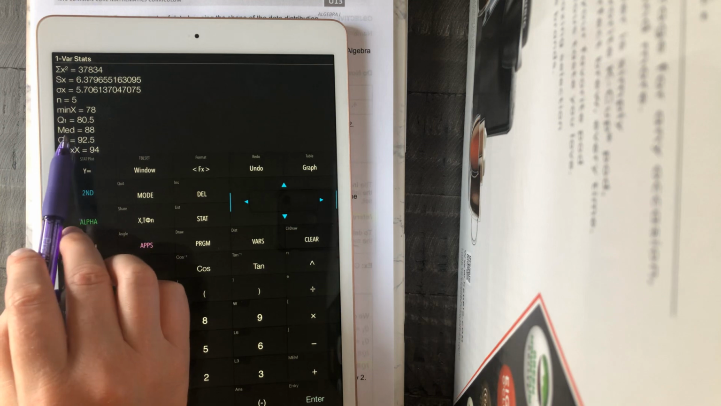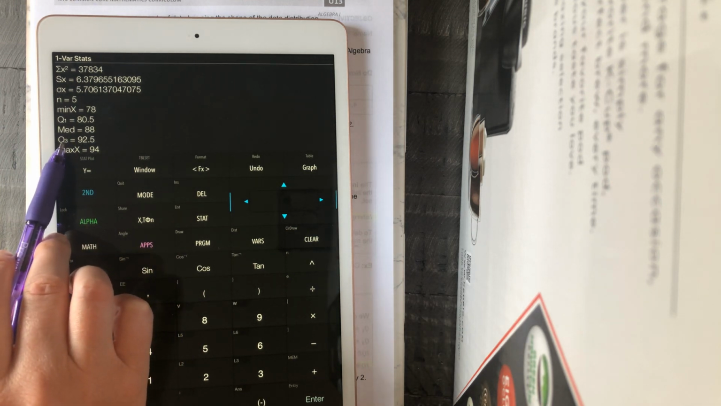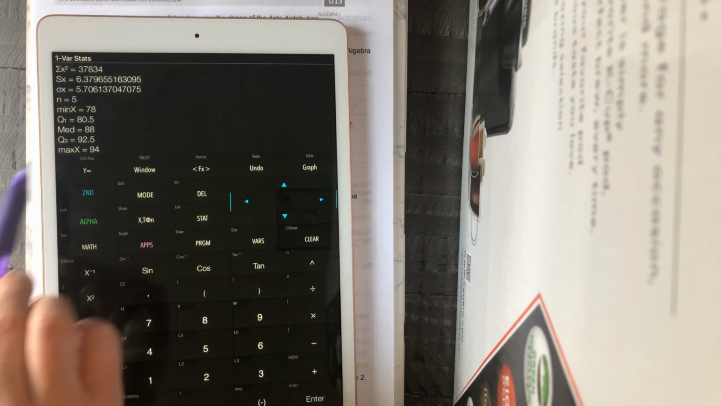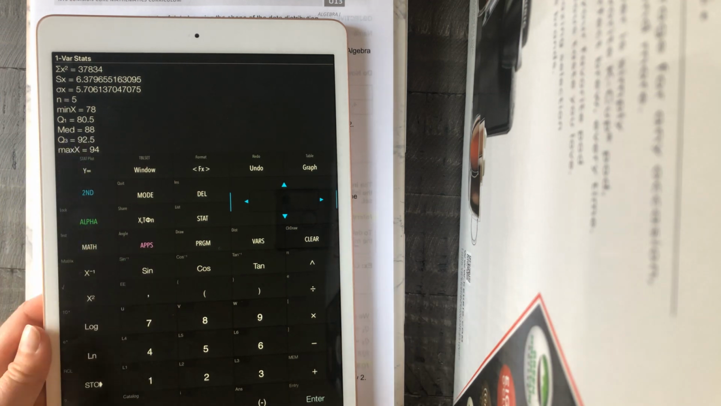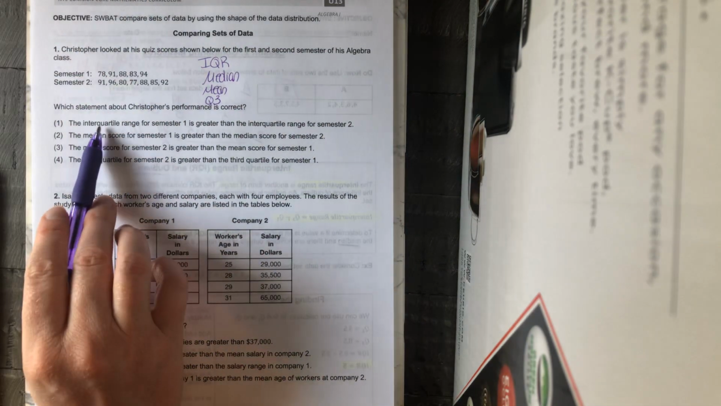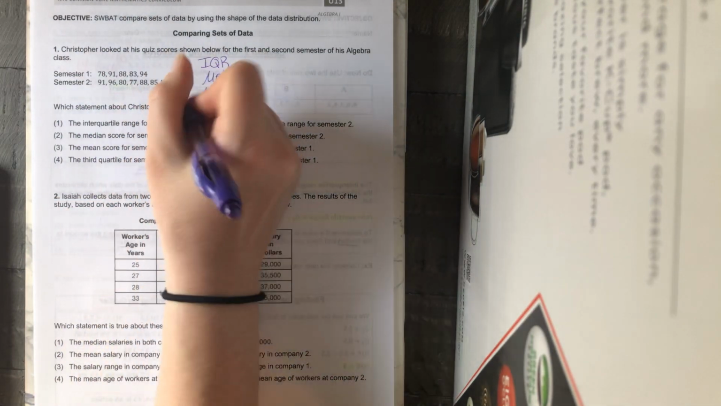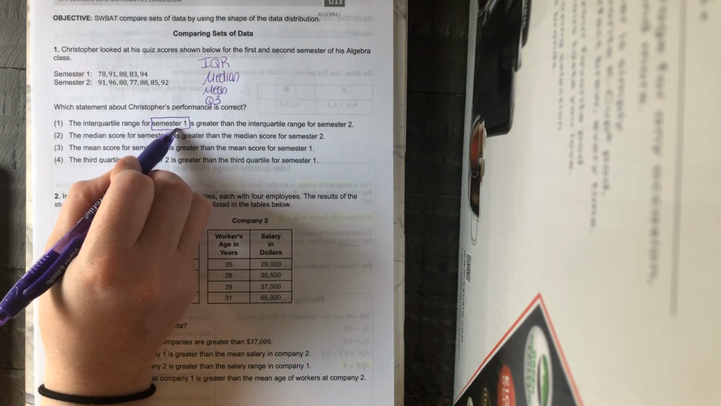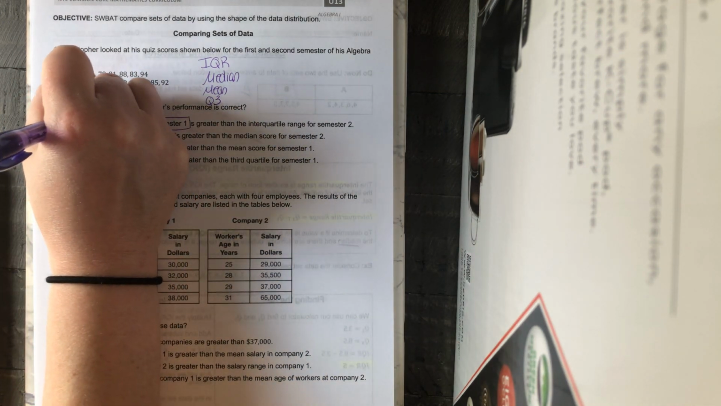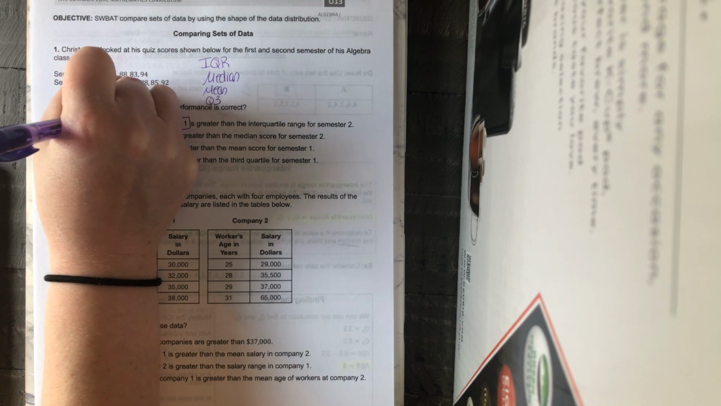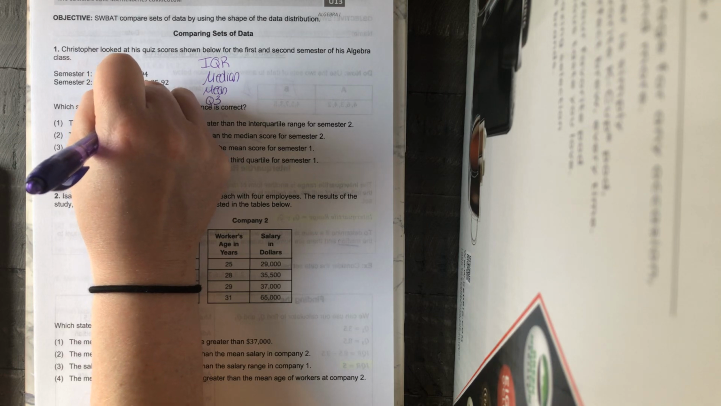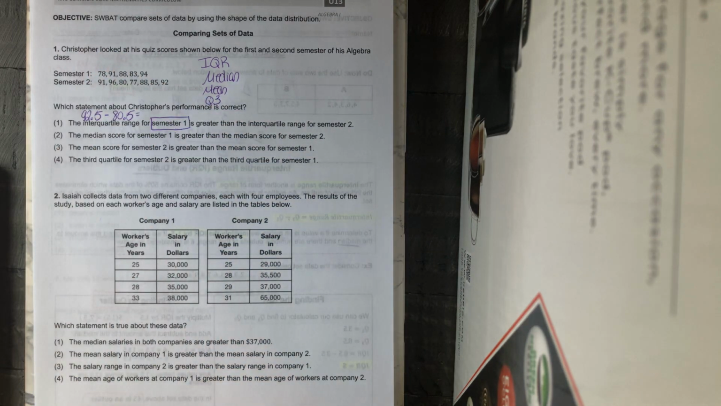All right, so the interquartile range is Q3 minus Q1. So I want to take 92.5 and subtract 80.5 from it. I'm just going to write that down here because right now I'm working on semester 1. So I'm going to take my Q3, which is 92.5, and subtract my Q1, which was 80.5. Okay, I'll find that value at the end. Right now, I'm just going to keep working.